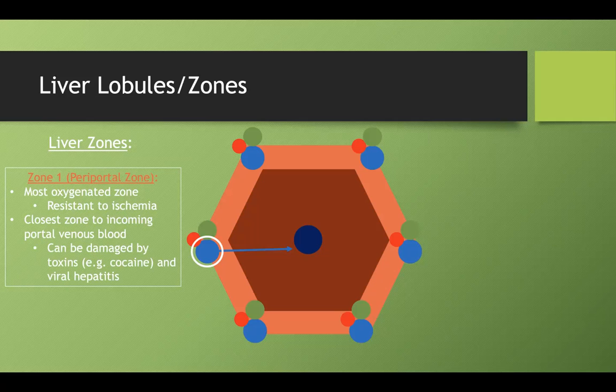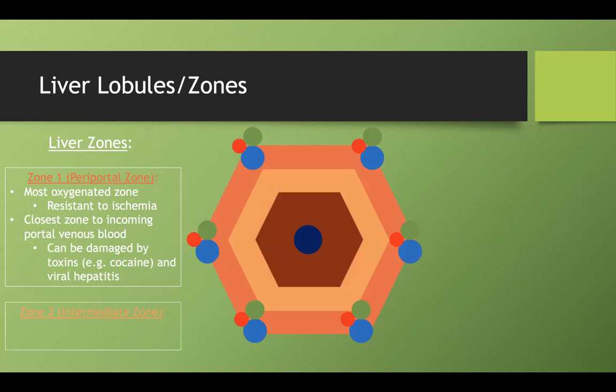The downside to that is that if there are toxins or viruses or what have you in our portal system, the first thing that's going to get affected is zone 1, and most likely to get damaged. Zone 2 is the intermediate zone. It doesn't really have too much clinical significance.